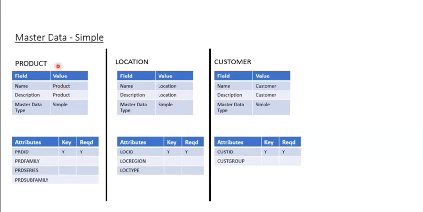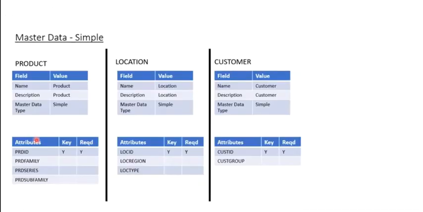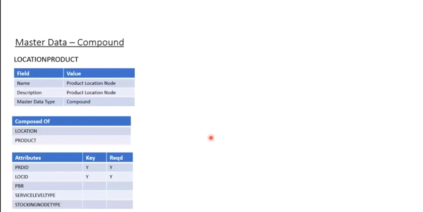So simple is the singular thing: product, location, customer, right? But when I talk about compound, I have the composition of each and everything. The difference is that under simple, I will have only one attribute, the key root attribute, which will be my primary key. Since it's a primary key, it is mandatory to be maintained. Similarly for location or customer. Now if you move to compound, the compound master data is the combination of two master data. To make it unique, we'll have two keys over here, which are required and compulsorily maintained. Only then will it be unique, and only then can we save that particular master data.